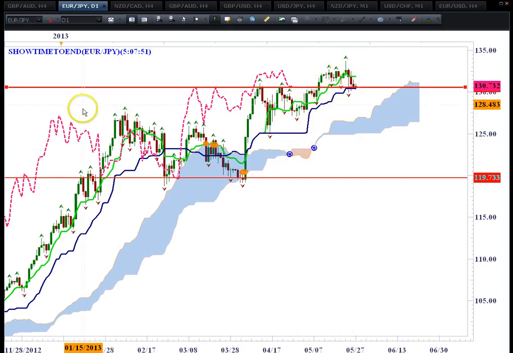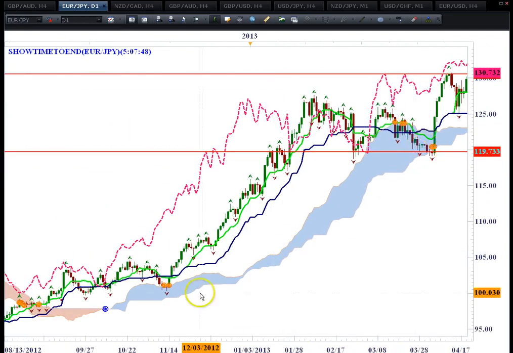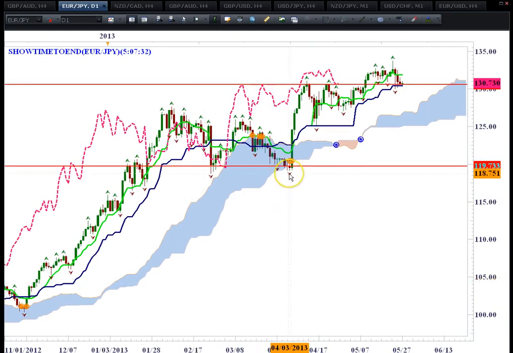Now looking at this Euro Yen pair, you could see where it stayed above the cloud and broke the cloud in September 2012 and hasn't been below the cloud until, what's that, April 2013, and then stayed above the cloud. We just broke for one day, so it's been above the cloud almost a whole year. So now we have to see what's going to happen with that. That's the Euro Yen, something to keep in mind.